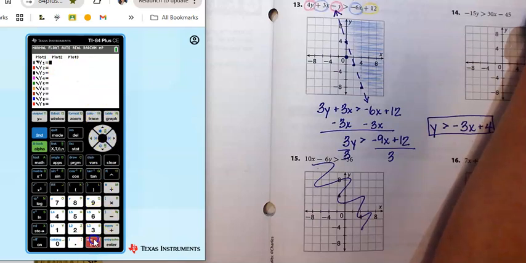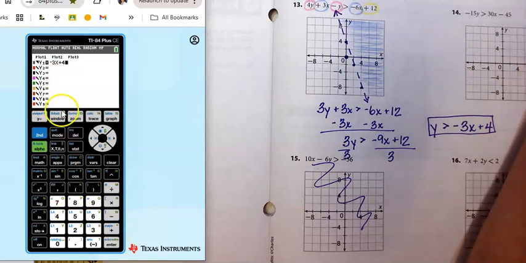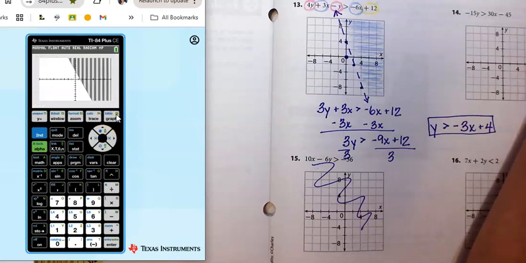And now I'm going to enter negative 3x plus 4. My window settings should still be okay. And so I'm going to hit graph. And there it is.